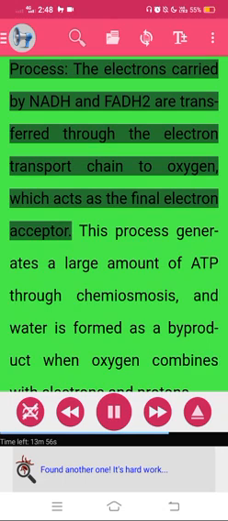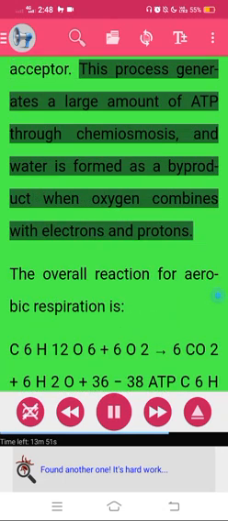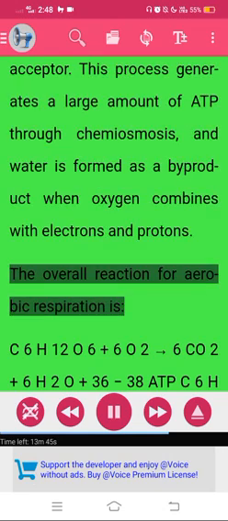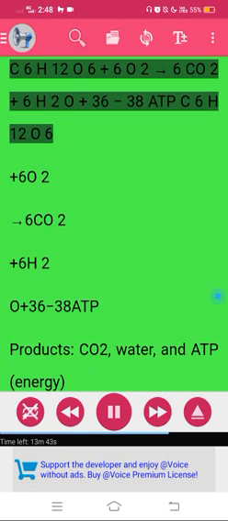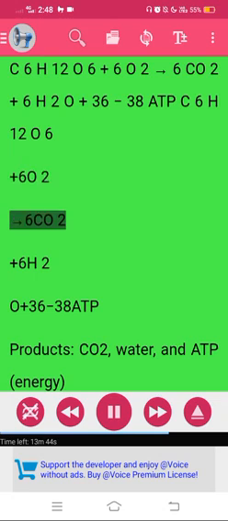Process: the electrons carried by NADH and FADH2 are transferred through the electron transport chain to oxygen, which acts as the final electron acceptor. This process generates a large amount of ATP through chemiosmosis, and water is formed as a byproduct when oxygen combines with electrons and protons. The overall reaction for aerobic respiration is C6H12O6 + 6O2 → 6CO2 + 6H2O + 36-38 ATP.